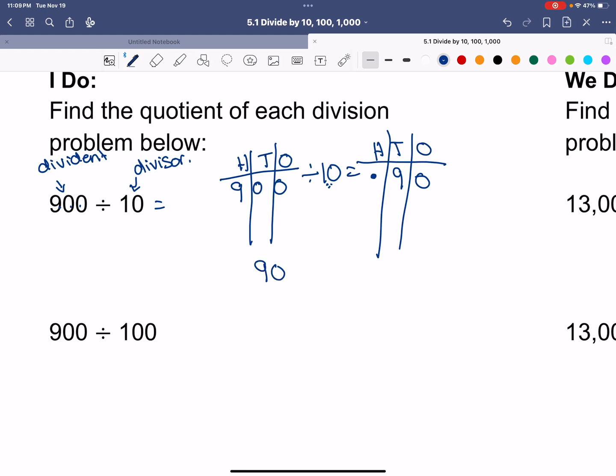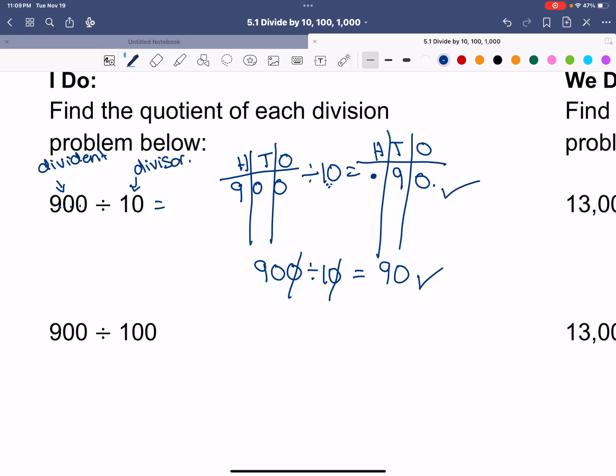Just to double check, I'm going to go 900 divided by 10. So here on my divisor, I've got 1 0. On my dividend, I have to take away 1 0. And my quotient becomes 90. Is that the same thing I got up here? Sure is.